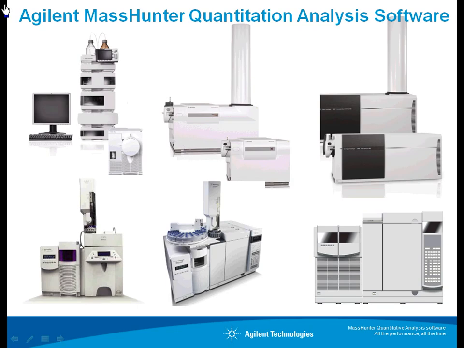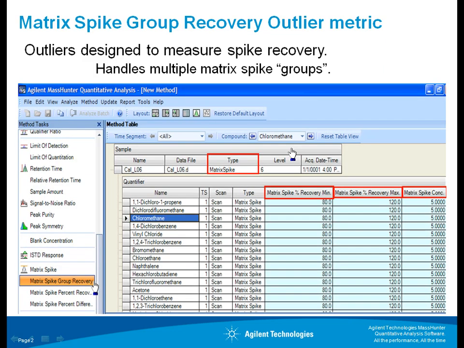Hello, I'd like to welcome you to a discussion of the matrix spike outliers. What we've got here is basically a set of outliers that are focused on spiking a sample and then measuring recovery. I will concentrate mainly on the matrix spike group recovery outlier, which is new, but I will cover the others. Here is a picture which shows you the method editor and the setup for the matrix spike group recovery.